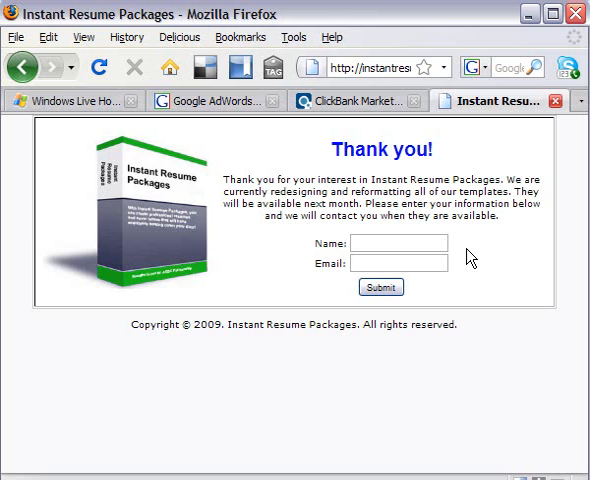Maybe I'm not picking the right keywords. Maybe I'm bidding on the wrong ones. Maybe I'm spending too much money on my advertising. There's a lot of questions you can ask yourself. But at this stage, I wouldn't create the product until I'm sure that I have a winner.